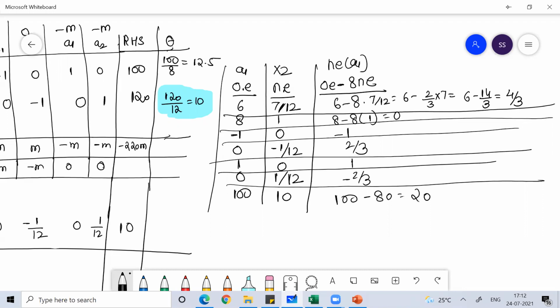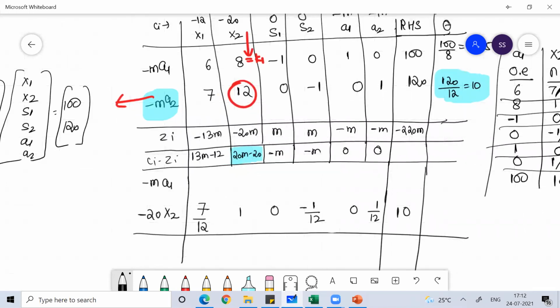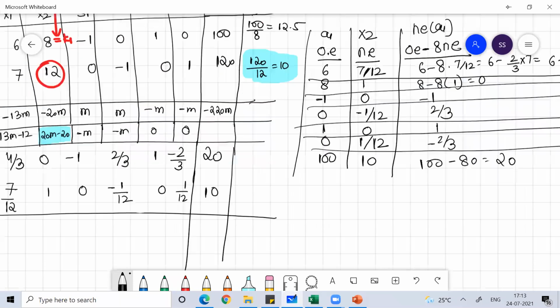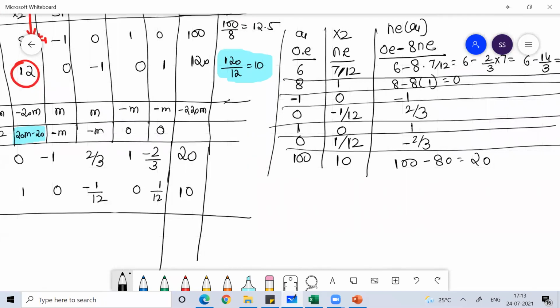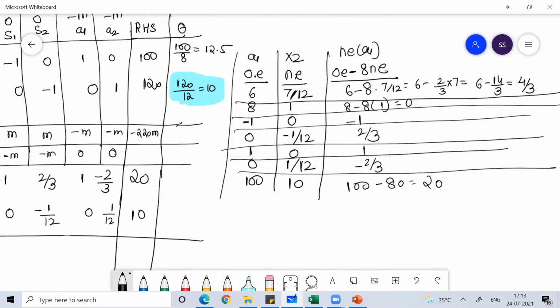Okay, now write down these values here. A1 value: 4 by 3, then 0, minus 1, then 2 by 3, then 2 by 3, 1, minus 2 by 3, then 20. Anyone, any doubt? No, sir.